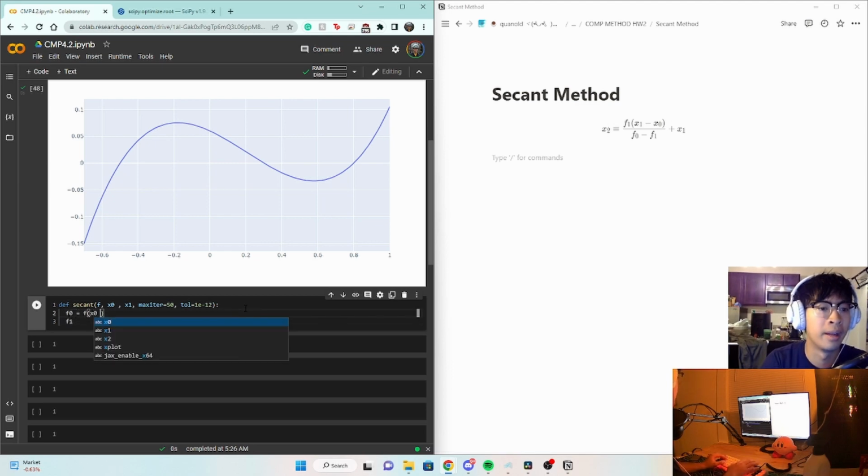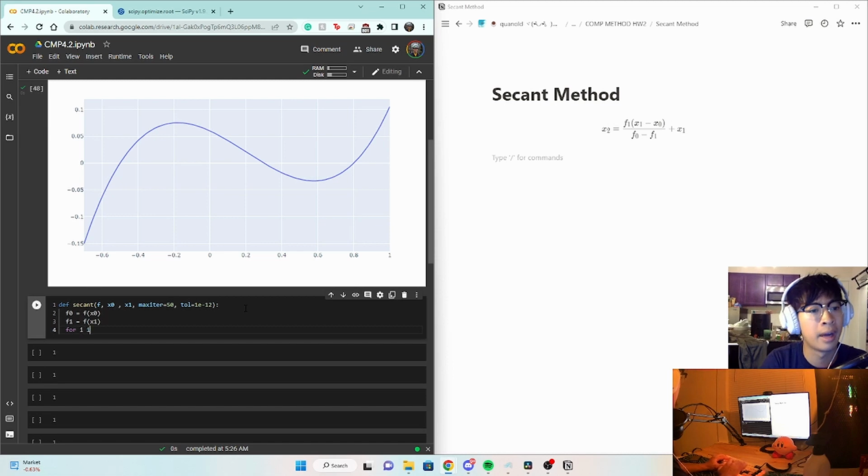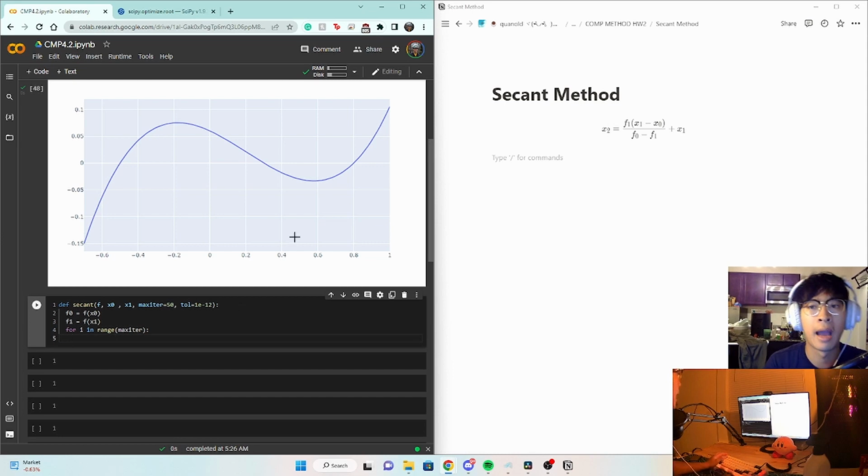Okay, so first order of business, let's define our f0 and f1. f0 being f evaluated at x0, right? And f1 being f evaluated at x1. So we can start our algorithm now. So for i in range max iterations, and I'd like to find my new x value. So x2, okay? x2 is equal to f1 times (x1 minus x0) divided by (f0 minus f1), plus x1, okay?